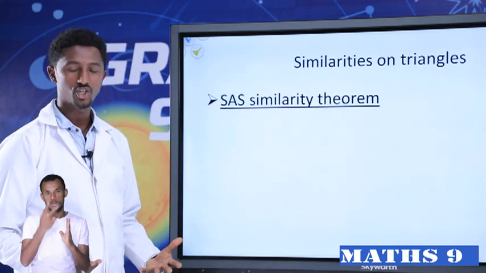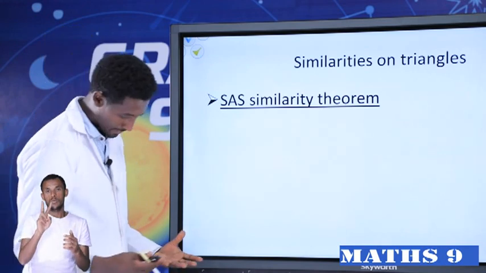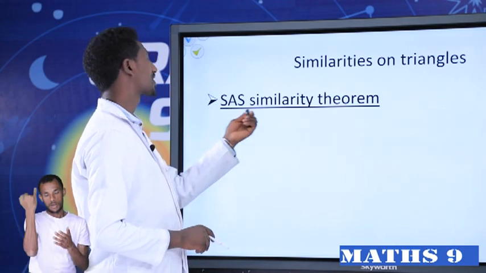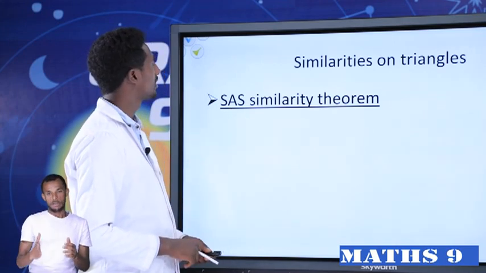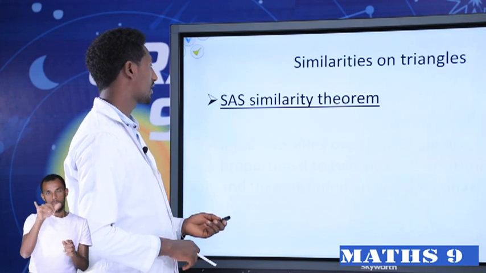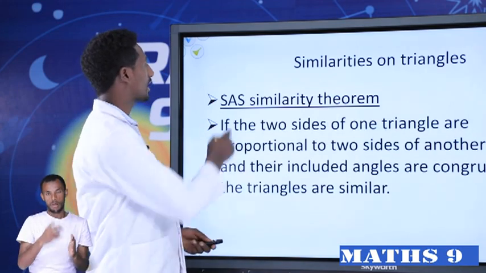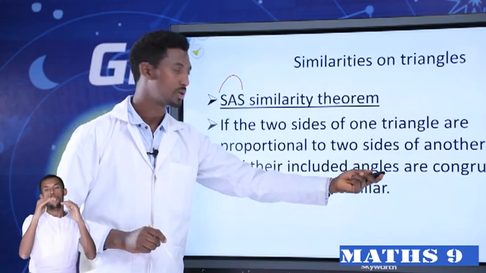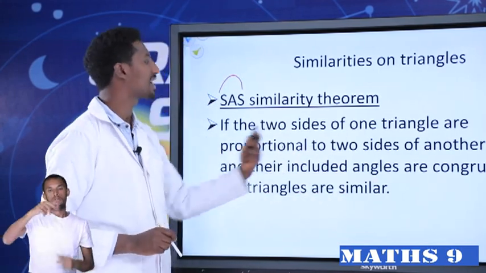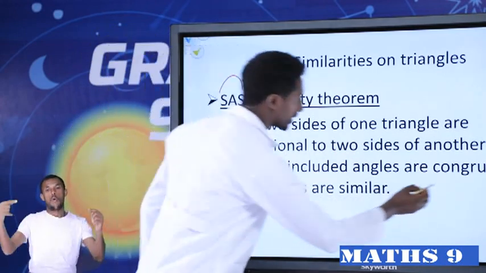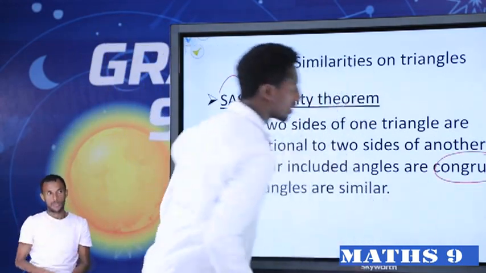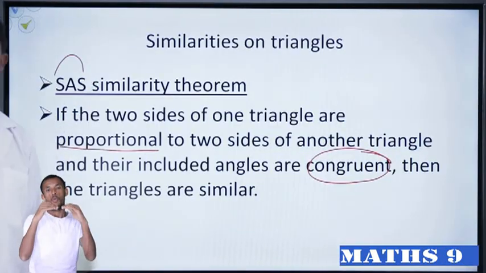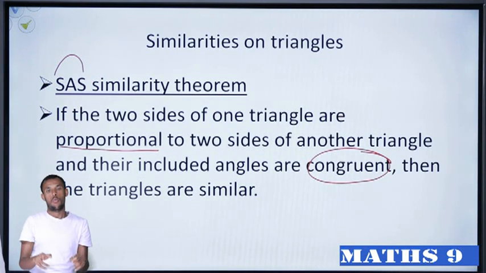So let's see how we can show whether two triangles are similar or not. We can use these theorems. Side-angle-side similarity theorem. Let's see what it means. If two sides of one triangle are proportional to two sides of another triangle and the included angles are congruent. Look at this one. Sides in corresponding position must be proportional. They must have the same ratio.